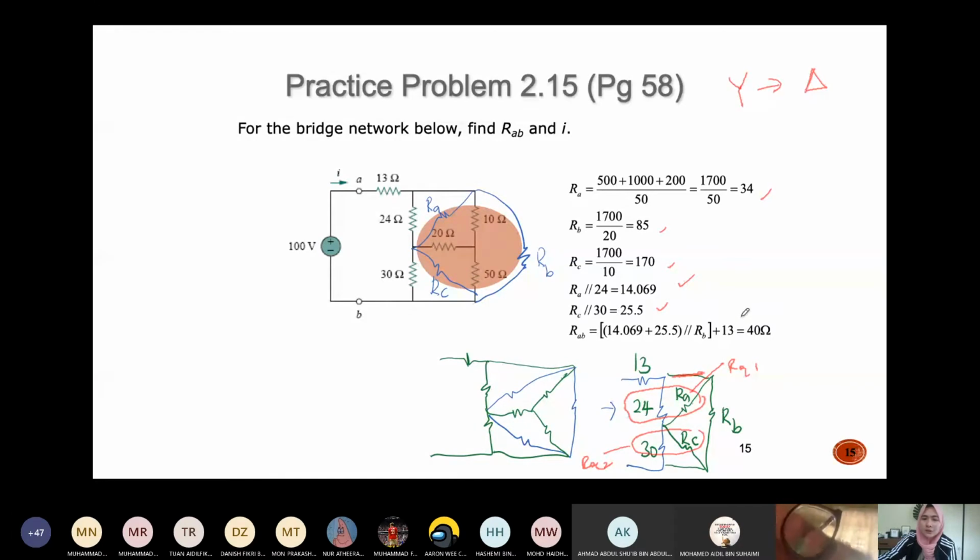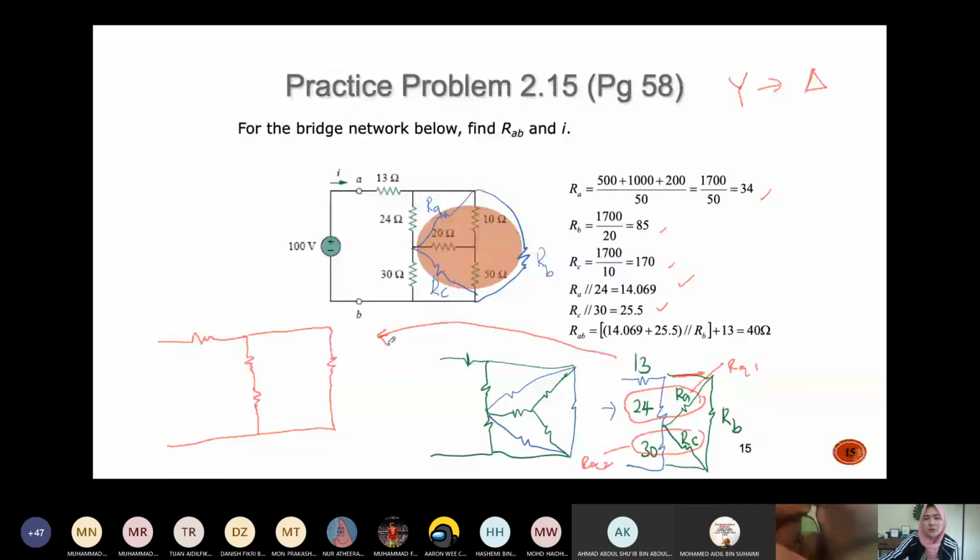Okay, then you redraw the circuit, you will get something like this. This is 13 ohm. This is R equivalent 1, R equivalent 2. This is RB. Okay, so from this circuit, you will get this. This is RB. This is R equivalent 1. This is R equivalent 2. This is 30 ohm, RAB. So find RAB. So you need to simplify the circuit.